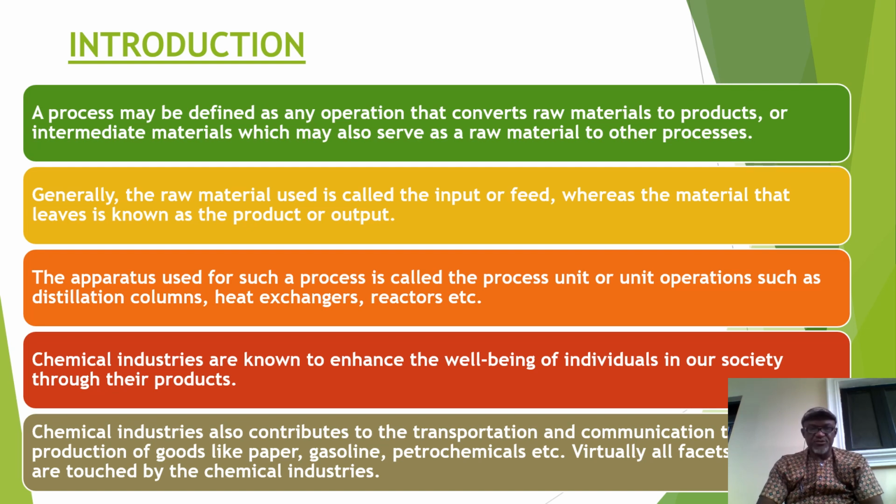So any process which converts raw materials to intermediates or finished products, that's what we're interested in, and that's why we call them industrial processes or processes. Generally, the raw material used is called the input or feed, whereas the material that leaves is known as the product or output. The apparatus used for such a process is called process unit or unit operation, such as distillation columns, heat exchangers, reactors, different kinds of reactors.